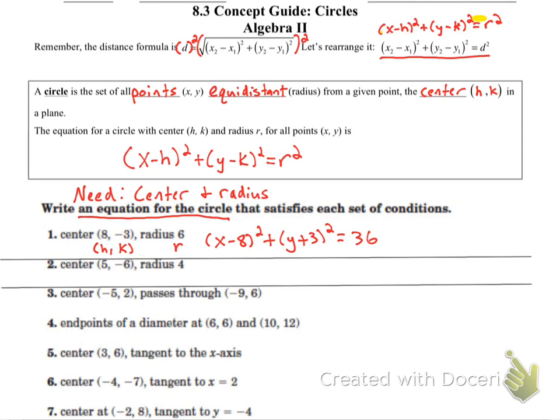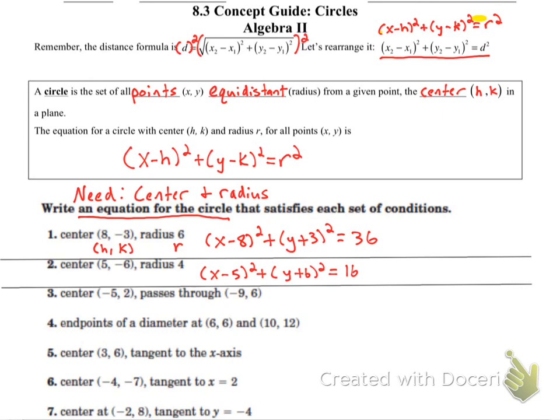All right, so if you look at problem number 2, that's the exact same way. You're given everything you need, so you're going to have x minus 5 squared plus y minus a negative 6 squared, which would be plus 6 squared, equals 16. Okay. Nice and easy.